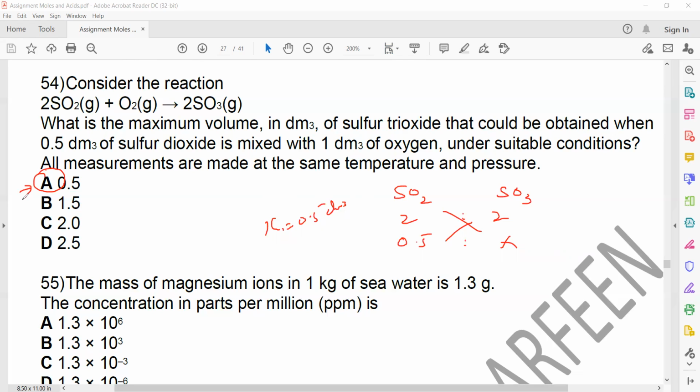Whenever both reactants are given, what should be your first step? Your first step is to find the limiting reagent. And after getting the limiting reagent, you will use that limiting reagent to find the amount of product formed by this reaction. Is it clear? Question 54.